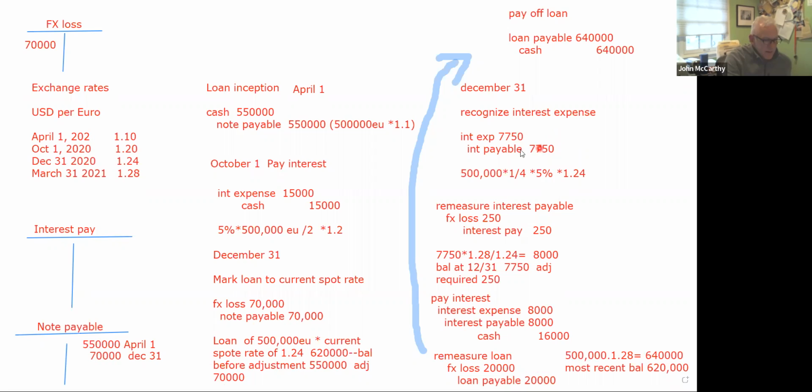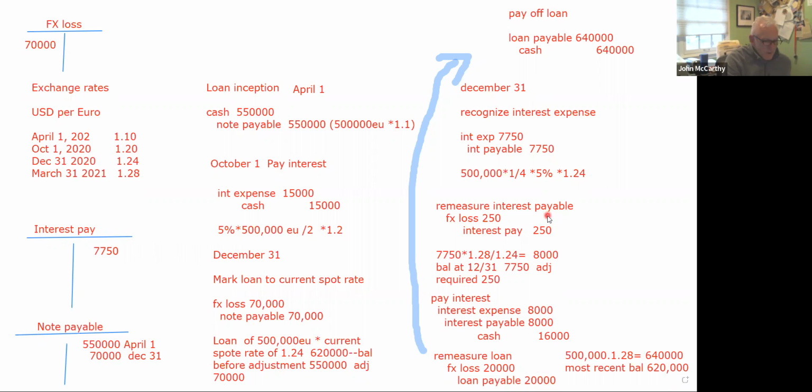I'm sorry. Let me go back and put this interest payable over here. Let me post this interest payable, 77.50. So we post that there. And I'm going to leave interest expense off it. That's not too important.